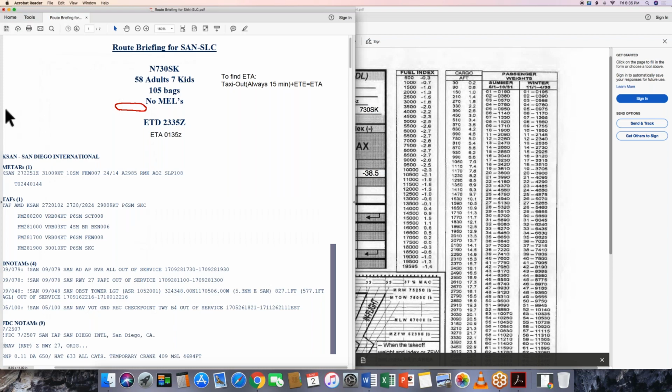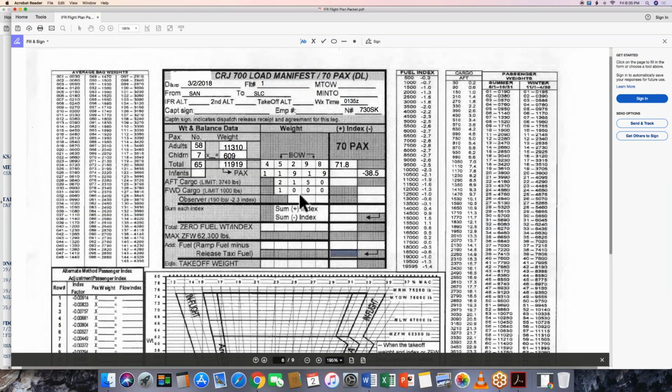Now our briefing plan doesn't show any jump seater, so we won't list a jump seater on here. But we do need to figure out what our index is for these two things, right? So how do we find out the index for these?